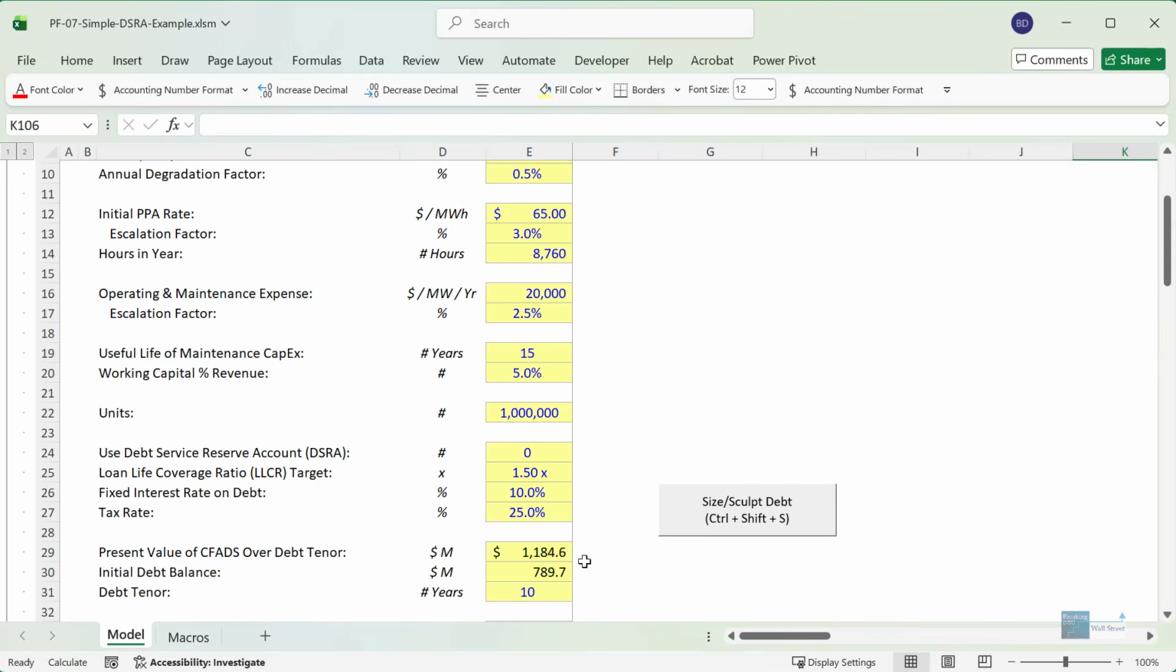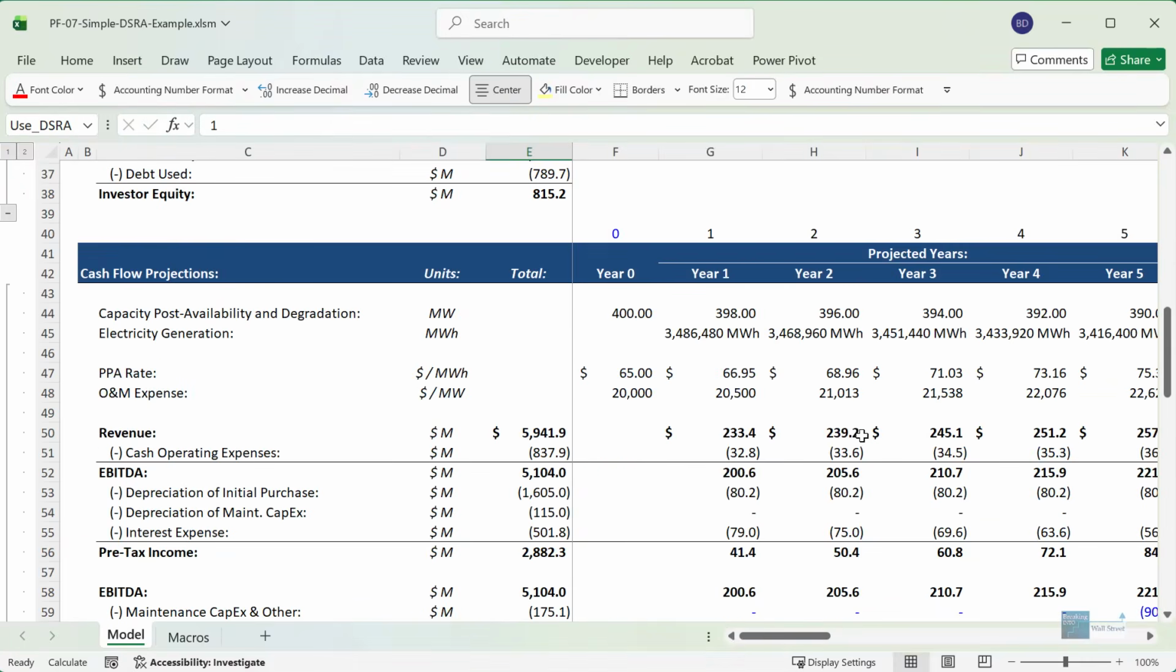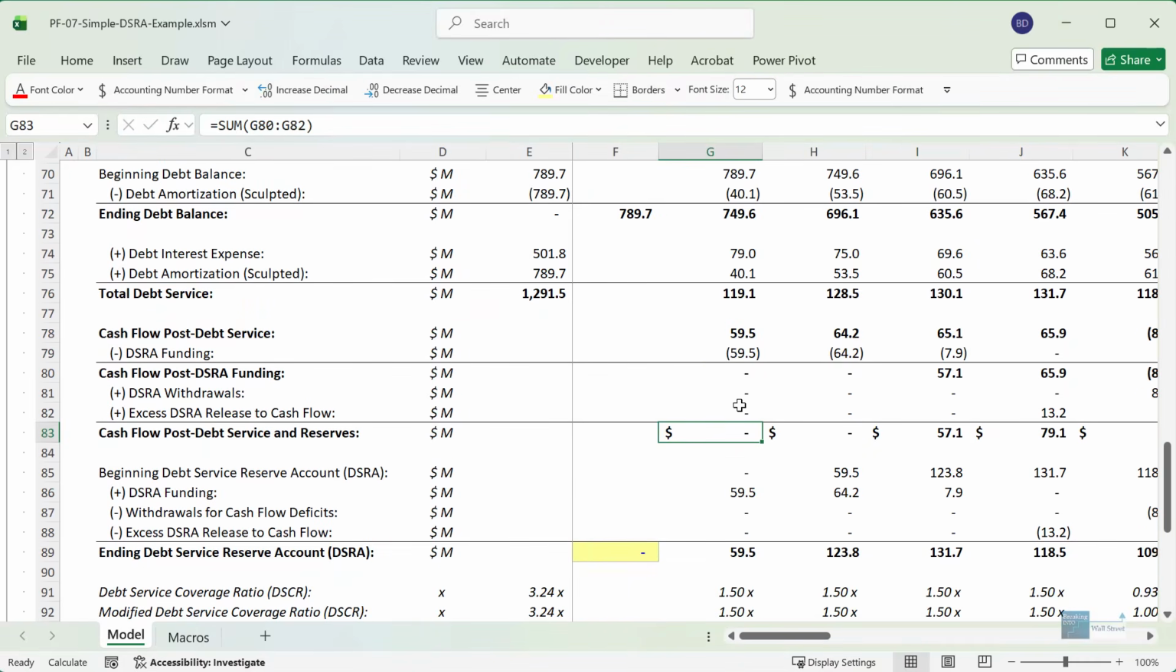If I go up to the top and where we have our switch here for use debt service reserve account, if I change this to 1, let's go down and look at the mechanics now. So with this in place, essentially the first few years of this model, the DSRA gets funded, and then occasionally we build up an excess, and so we release that excess over time.